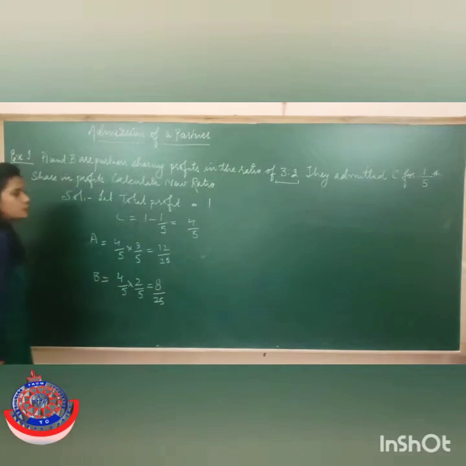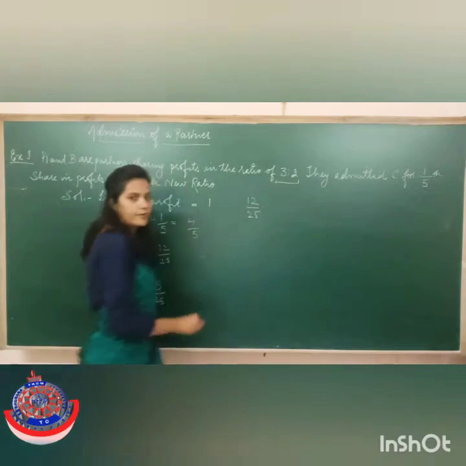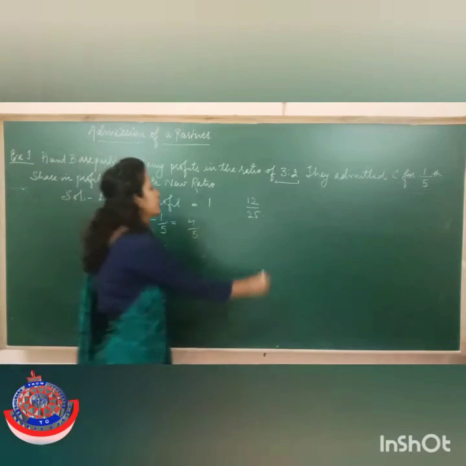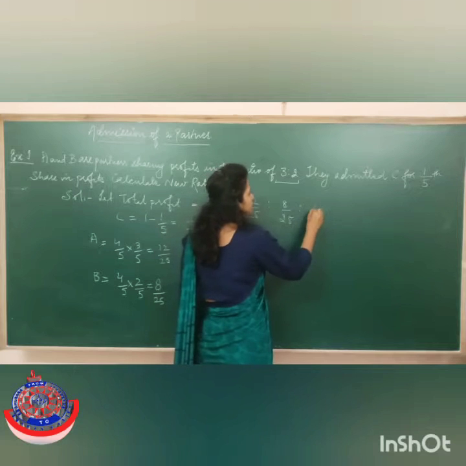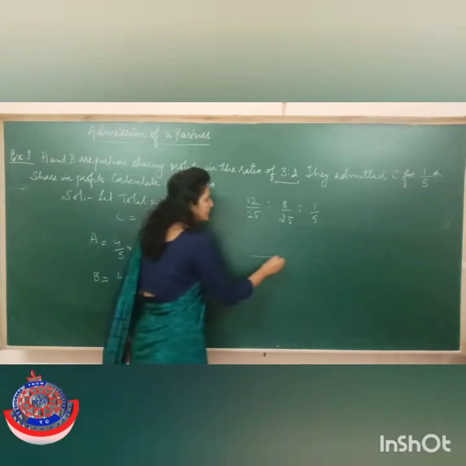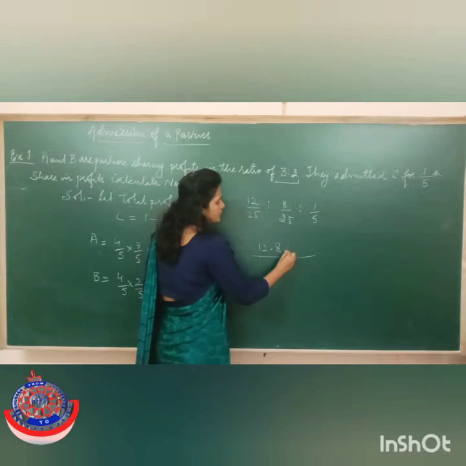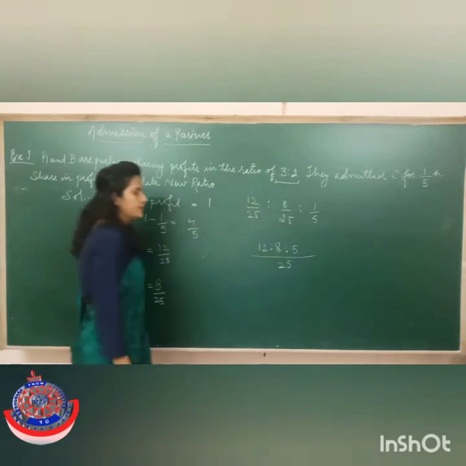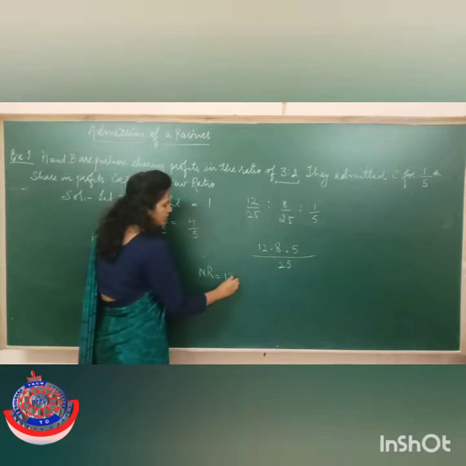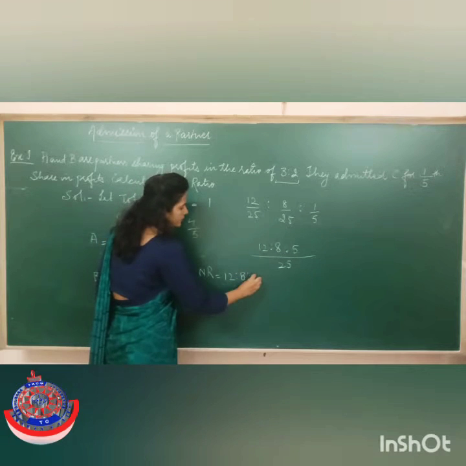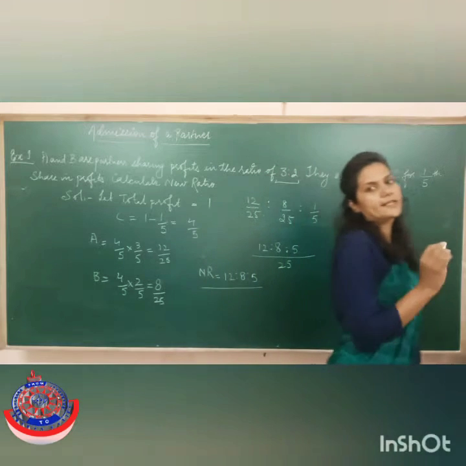So now what is the new share of A? A's new share is 12/25. B's new share is 8/25, and C's share is 1/5. So now take the LCM. It will be 12:8:5. So in this question, our new ratio is this. So new ratio is equal to 12:8:5.